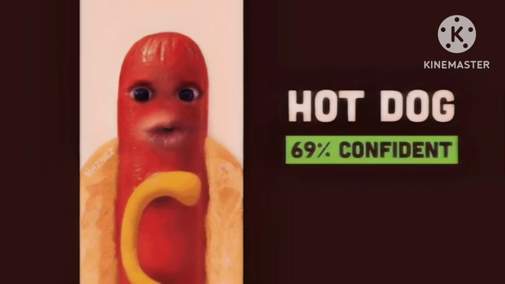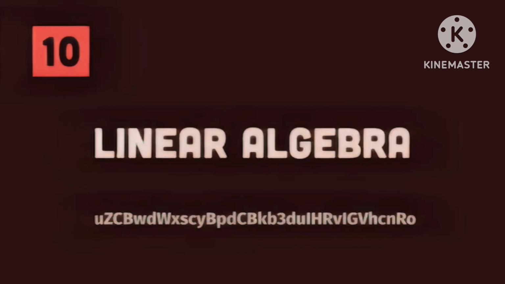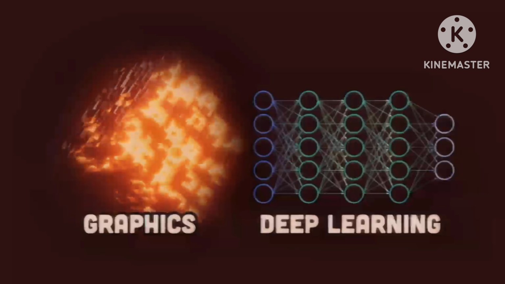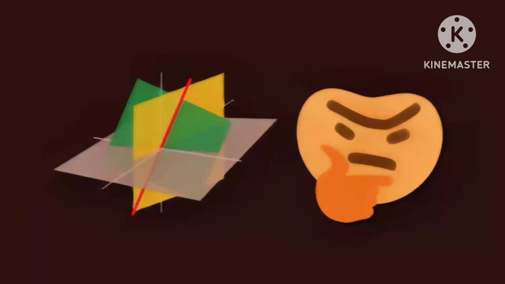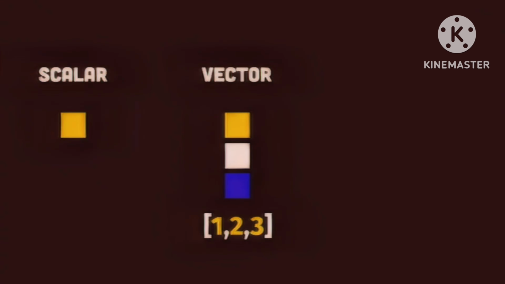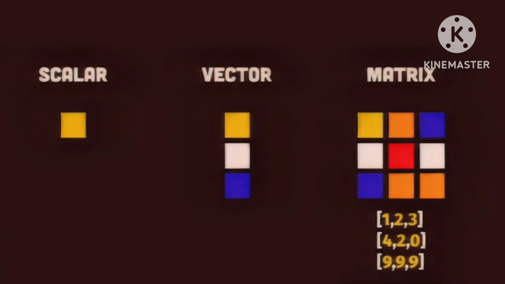And that brings us to our final and most difficult topic, linear algebra, which comes into play in things like computer graphics and deep neural networks. To comprehend it, you'll need to understand three weird words. Scalar is a single numeric value. A vector is a list of numbers, like a one-dimensional array. And finally, a matrix is like a grid or two-dimensional array that contains rows and columns of numeric values.